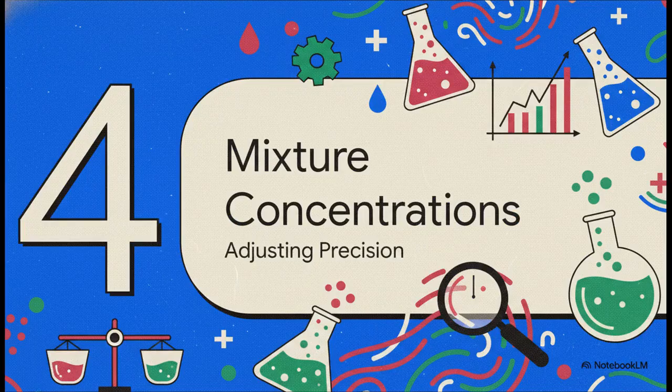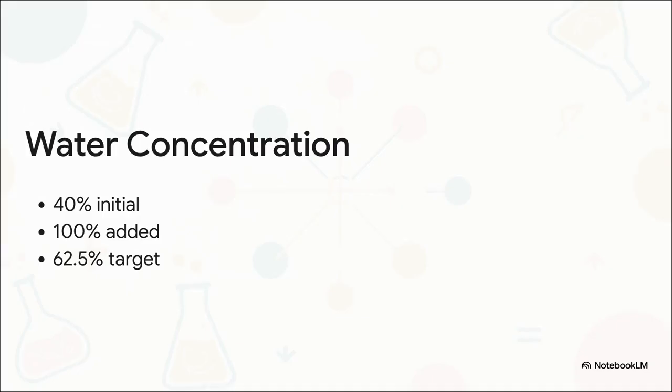Moving right along, let's tackle quality and precision in Section 4, Adjusting Mixture Concentrations. So, we're analyzing a scenario here where we have a 40-liter mixture of milk and water, and it's currently sitting at a 3-to-2 ratio. We need to shift that to a 3-to-5 ratio. To pull this off, we have to add pure water. The source breaks down the logic here brilliantly.